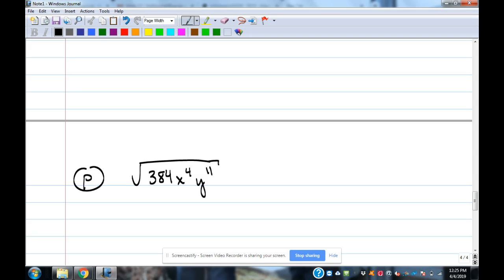But how do you eat an elephant? Anybody know? One bite at a time. Okay. Only way to do it. So what do we do with the 384? Do the factor tree. What would be a good way to start with 384 since we don't know much about it?